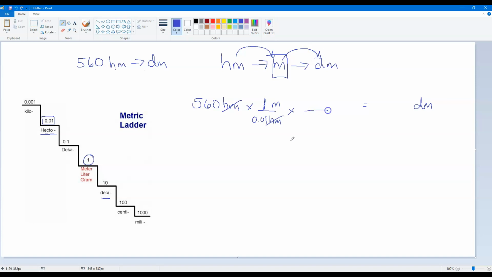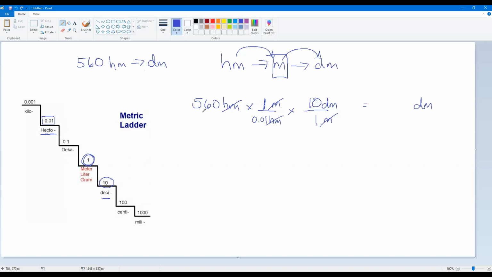So we're going to use another conversion factor. This time we're going to put meters on the bottom in order to cancel them out, and we're going to put decimeters on the top. And this will be the only unit that's not canceled out and therefore remains in our answer. Now we go back again. We have 1 meter here, and 1 meter is equal to 10 decimeters. So we're going to put a 10 here.